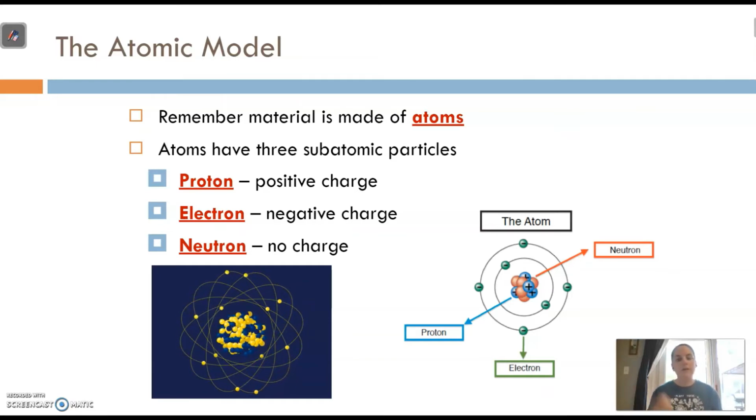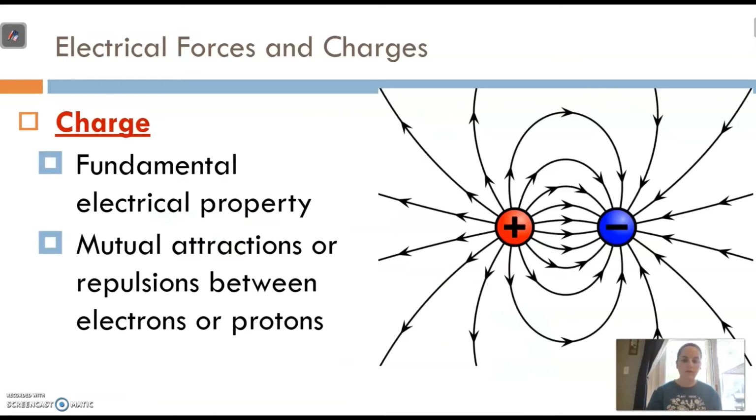And so our atom is made up of a positive nucleus, made up of protons and neutrons. And then on the outside, we have these orbiting electrons. So there's a force of attraction between that positive nucleus and those negative electrons. And so this idea of charge is fundamental.